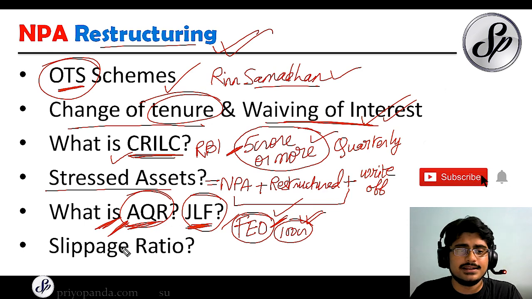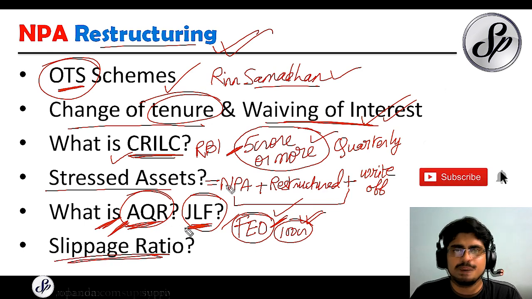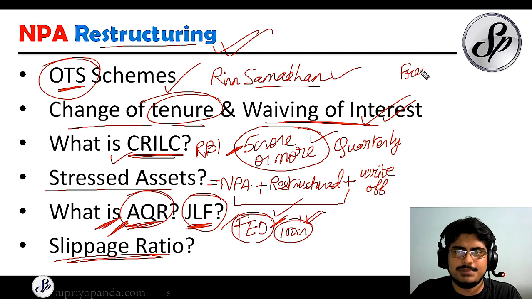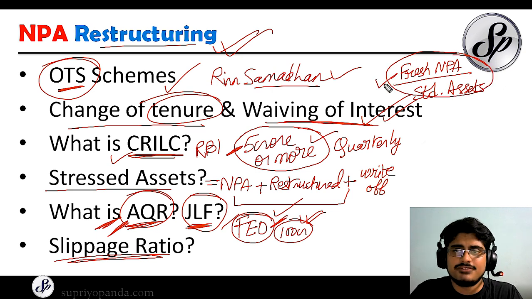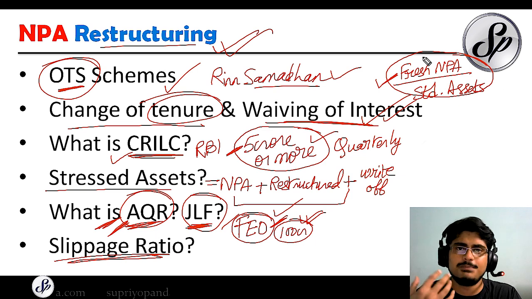So coming to the final thing, what is the slippage ratio? The slippage ratio is basically the fresh accretion of NPAs in a particular time frame. It is the ratio of the fresh NPAs that you had in this period divided by the standard assets at the beginning of this period. Whatever standard assets you had, out of them the ones which have become fresh NPAs, that ratio you take out, and that is called the slippage ratio. It helps you understand how the bank is performing and how many new NPAs are actually created.